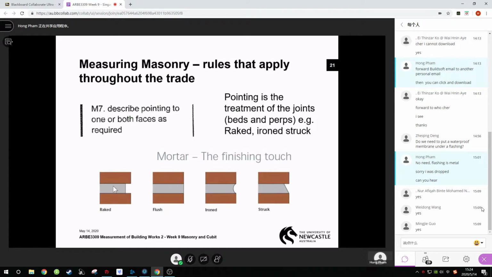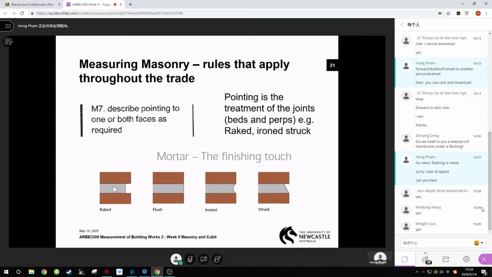You get a flush joint where the bricky just strikes the joint off. Iron is probably structurally the best joint because it really waterproofs that joint, but it's a piece of R10 bar, and you run that along the face of the brickwork and push it in on the mortar joint, and it sort of compacts the face of the mortar joint and gives it that nice little round.